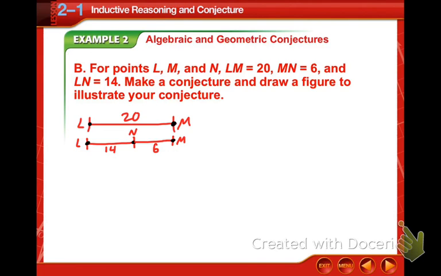So if you were to take this bottom line here and pull N up, L and M would then shrink down. They can't stay where they are. So that's where the problem lies, okay? So our statement here is that N is between L and M on a line.